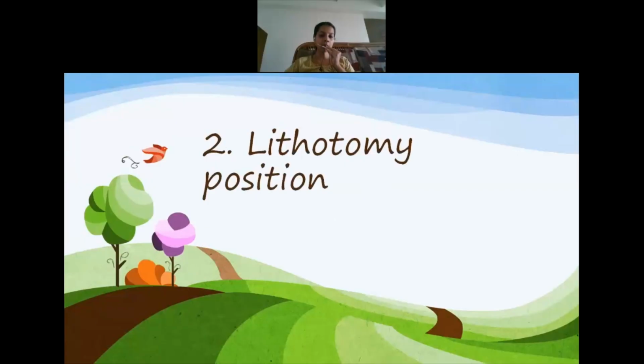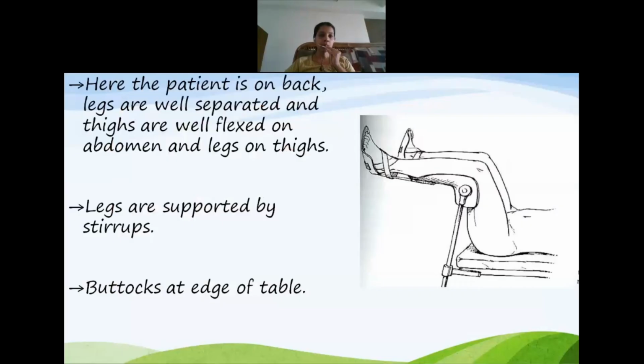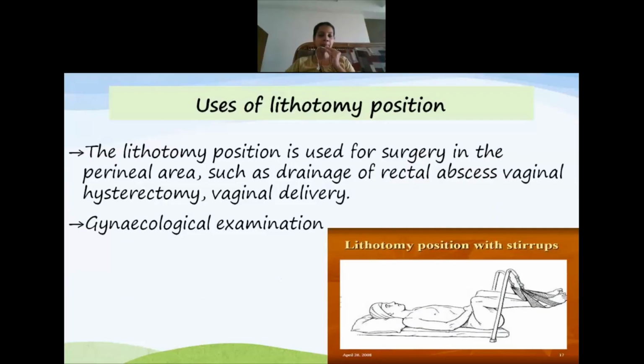Next one is the lithotomy position. Now this position also you might have already studied last year, isn't it? So this is a picture of the lithotomy position. You can see it in the slideshow. Now in the lithotomy position, the patient is kept on the back and the legs are kept well separated, and the thighs are kept at right angles. You can see the thighs are kept at right angles, and usually the legs may be supported by stirrups. Okay, and the buttocks have to reach the end of the OT table.